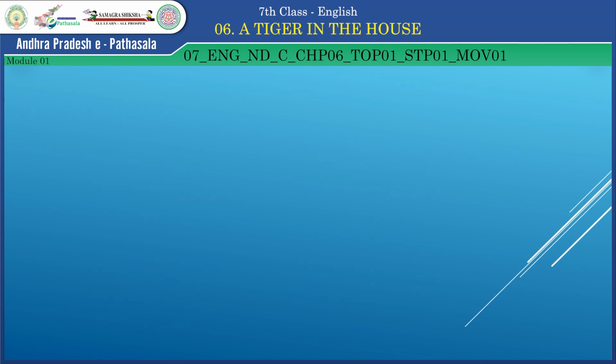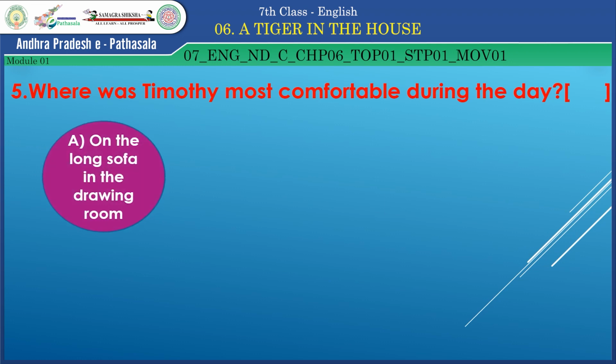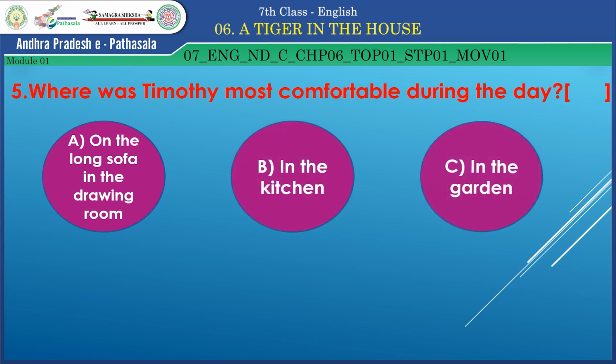Question number 5. Where was Timothy most comfortable during the day? Option A, on the long sofa in the drawing room. Option B, in the kitchen. Option C, in the garden. Guess the correct answer? Yes, you are right. The answer is option A.